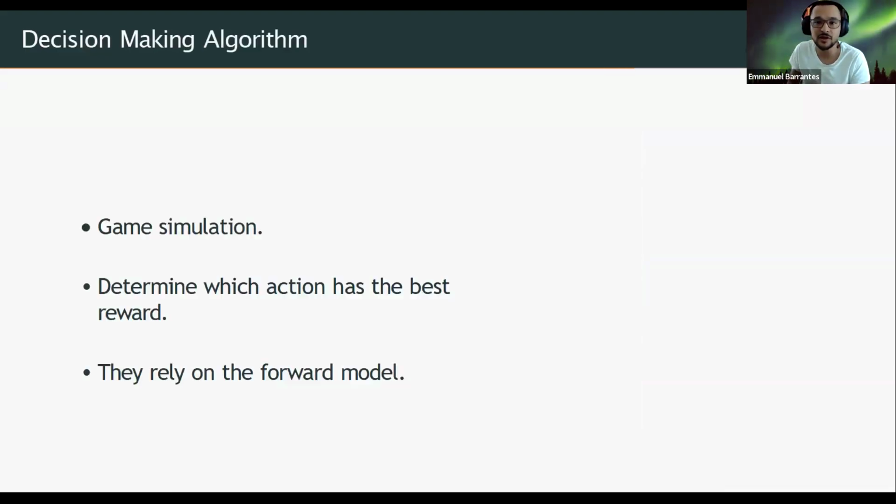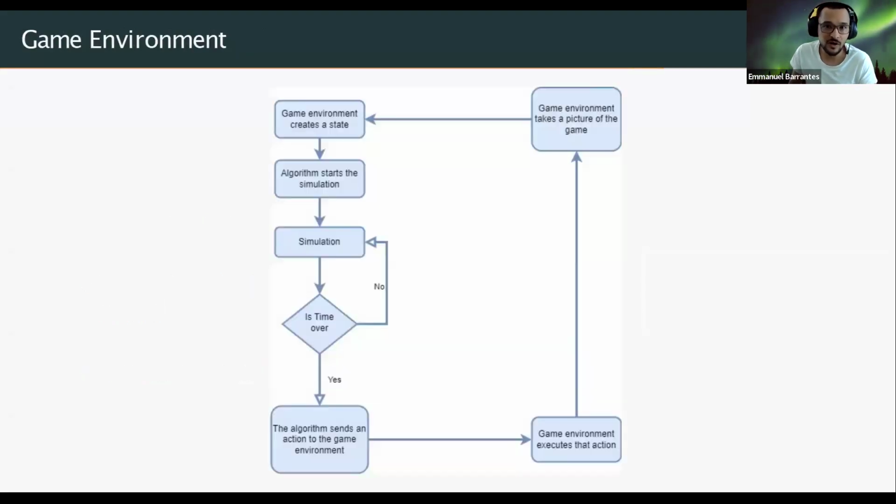The decision-making algorithms start with a state generated by the YOLO model and simulate the game using the forward model to determine the best action based on the expected reward. Once an action is decided, that action is sent to the game environment.